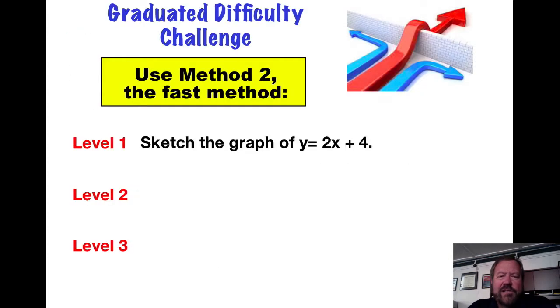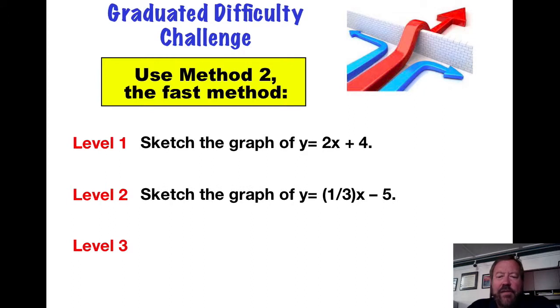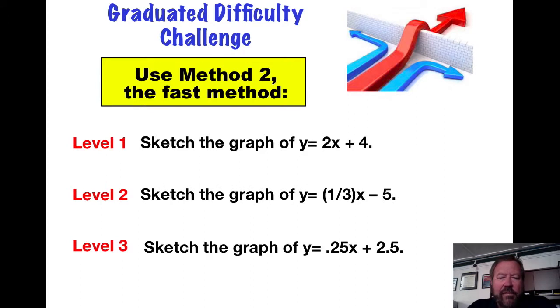So level 1, sketch the graph of y equals 2x plus 4. Level 2, sketch the graph of y equals 1/3 x take away 5. And level 3, sketch the graph of y equals 0.25x plus 2.5. So you can see why one is more difficult, or more challenging, than the other. The level 2 has a fractional coefficient of x. Level 3 has a decimal coefficient of x and a decimal for the b number. And in level 2, the b number is a -5, and level 1 is just +4.